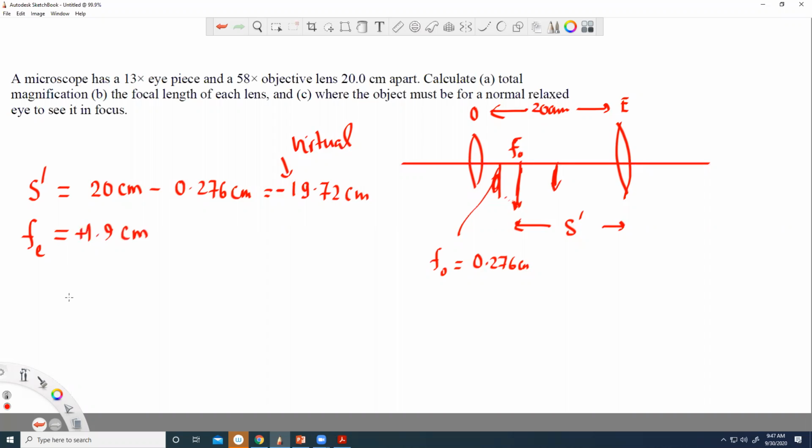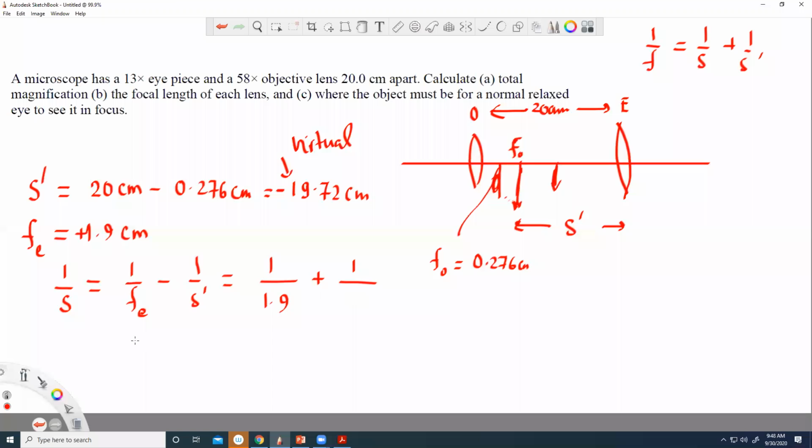Okay, so we can find 1 over S by using this formula. So 1 over F is equal to 1 over S plus 1 over S prime. Okay, so 1 over S would be 1 over F E minus 1 over S prime. Okay, 1 over F is 1.9, minus and minus would be plus 1 over 19.72. Okay, you do the math. So S would be something. Okay, so that's the object distance. So this distance.